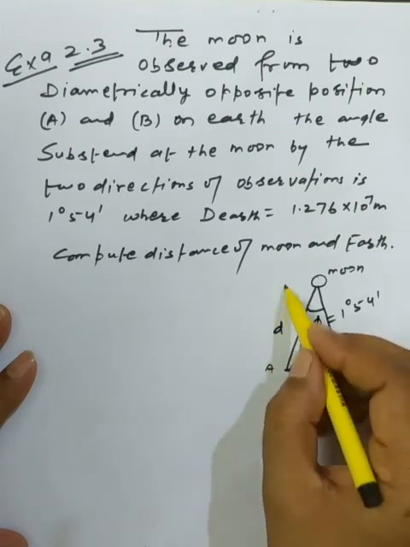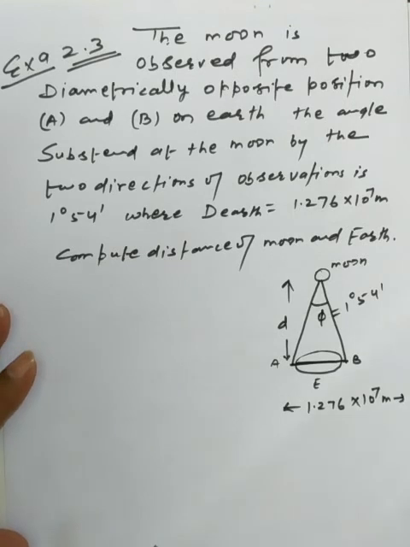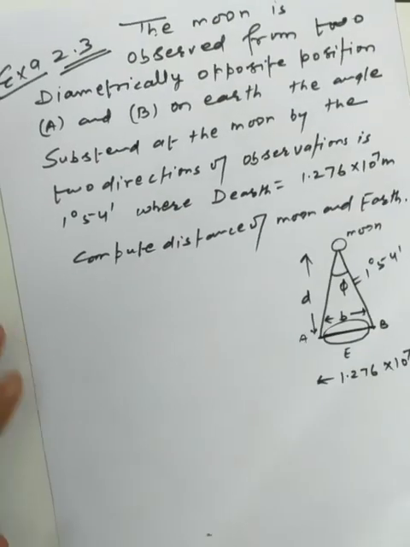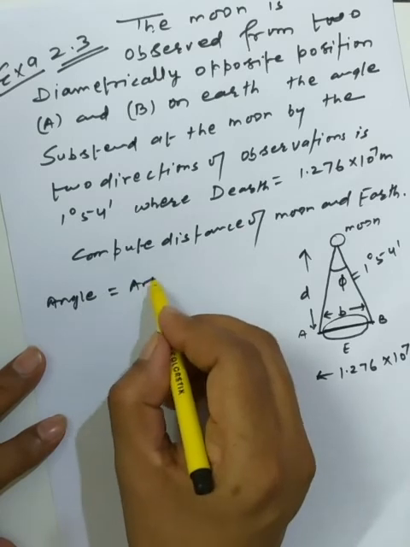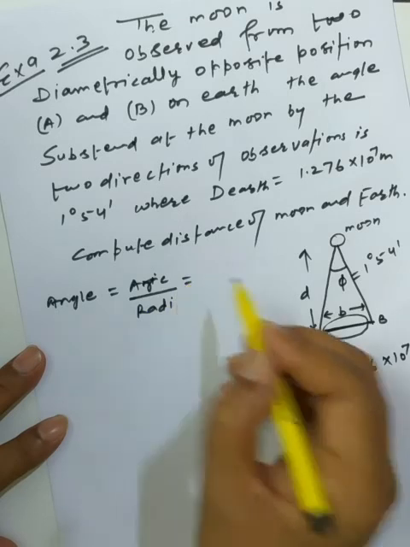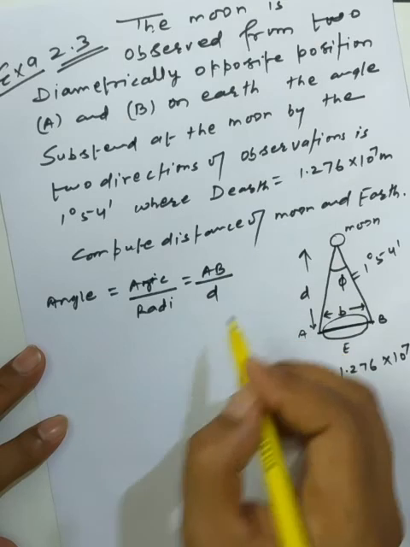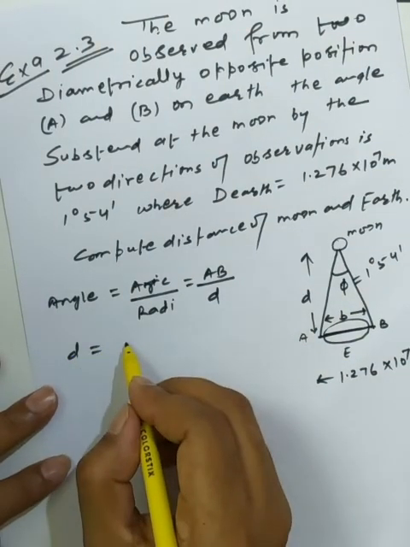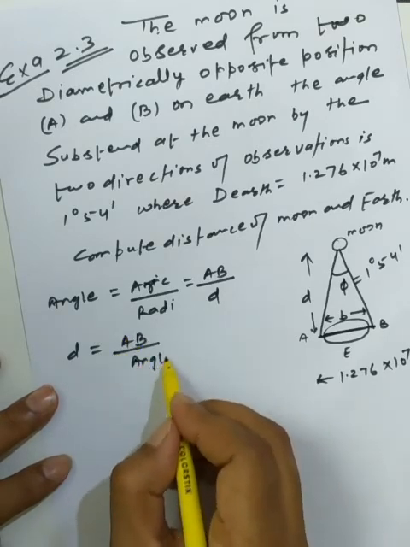So the query is to compute the distance between the moon and the earth. This is the distance we have asked in this question. Here we will use the simplest format, where this distance is called the base. We use the normal formula: angle is equal to arc upon radius. The arc here is AB, and the radius is D, and we have to calculate the distance D. So we separate D as AB upon the particular angle.